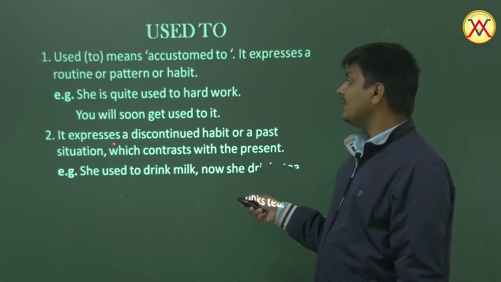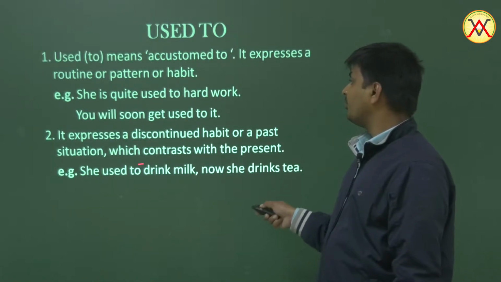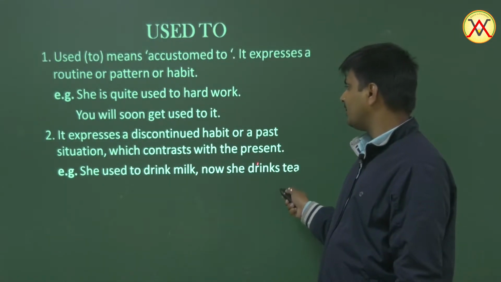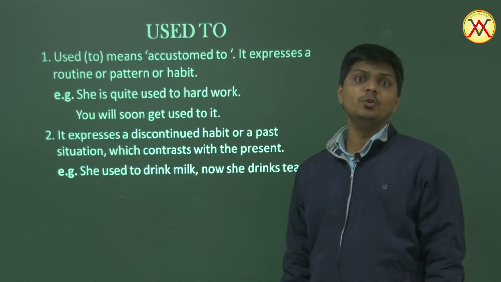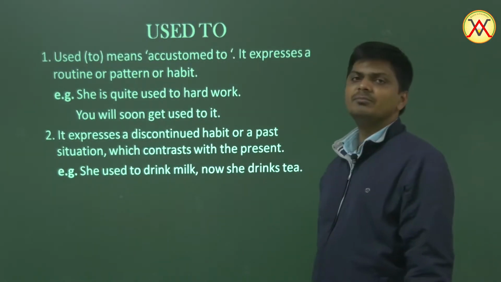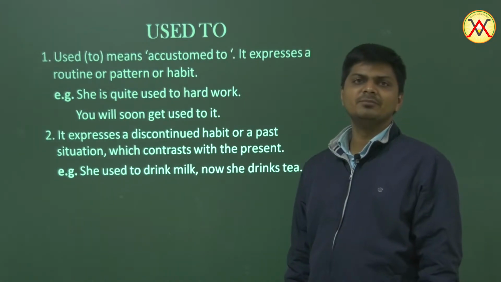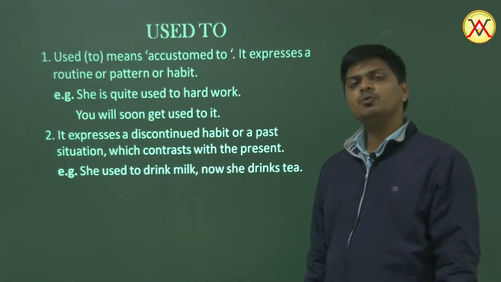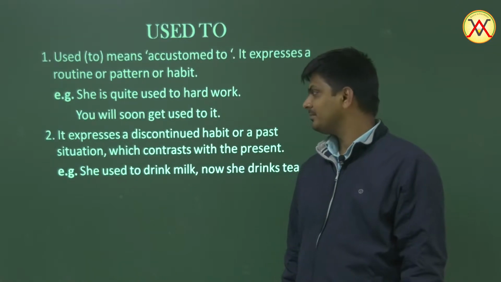The next one expresses a discontinued habit or a past situation which contrasts with the present, something that you used to do in the past. So she used to drink milk, now she drinks tea. I used to go there. We used to meet at a restaurant.